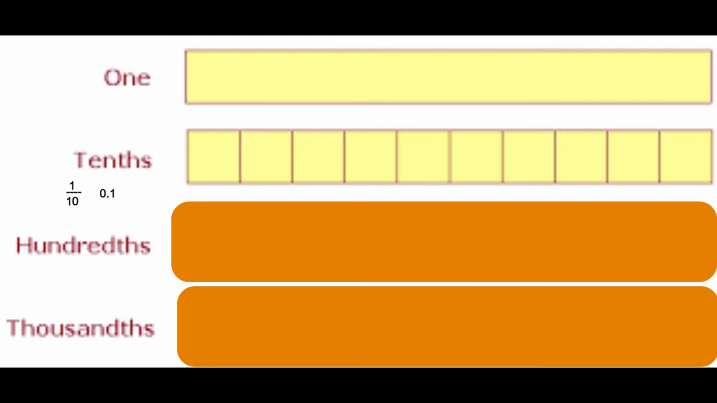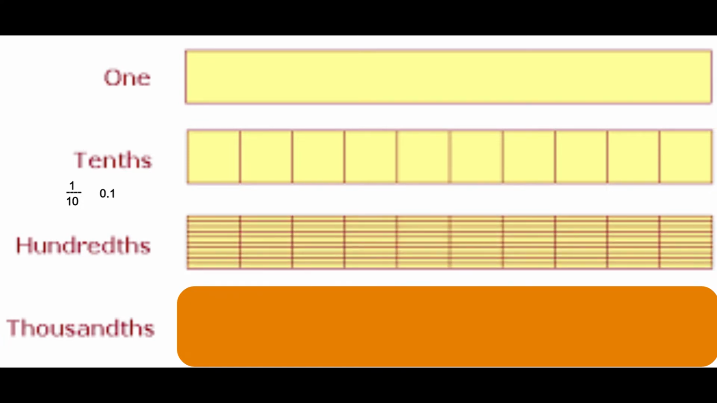To get to hundredths, you would take that same bar and then break it into 100 pieces. Another way to do that is to take the bar that was already split into tenths and break each part into another 10 pieces. So you're dividing it by 10 again. This time, each little piece is worth 1/100th because it takes 100 of them to make a whole. Another way to represent 1/100th is as 0.01.